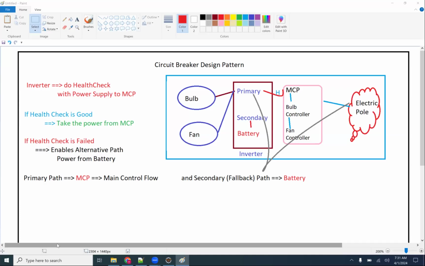What are the limitations? Before I go to the limitations, is everyone clear? Any questions on this approach? Does anyone have any question, guys?